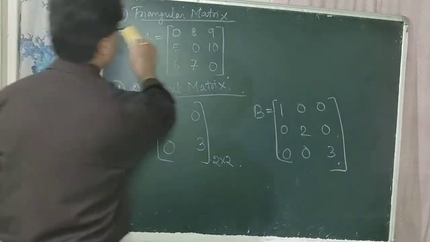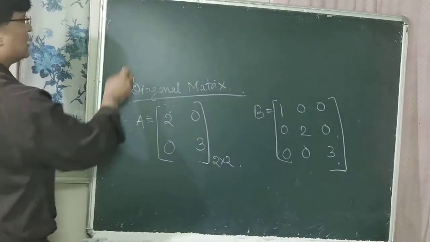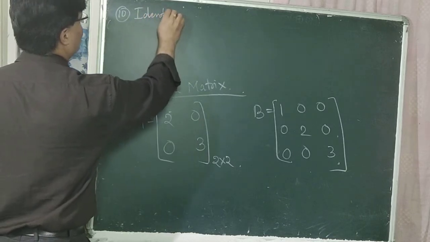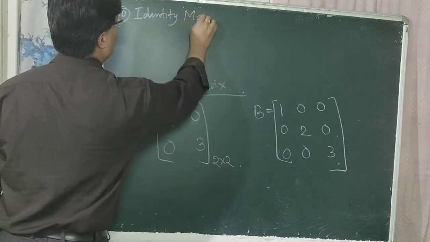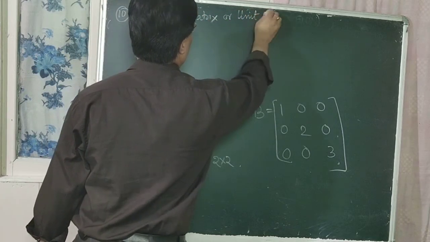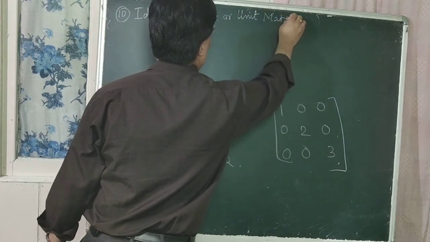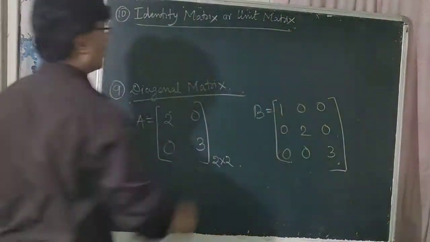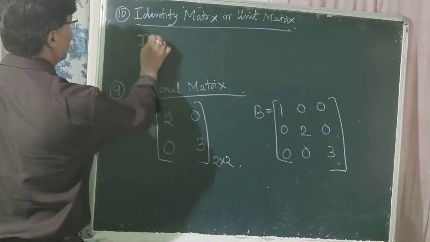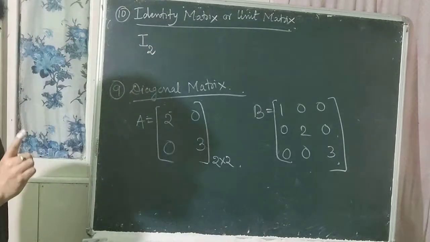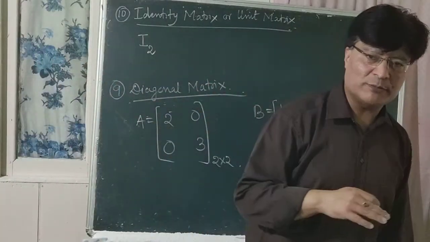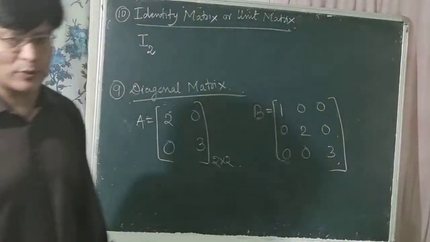As the next one is identity matrix. Number 10 is identity matrix, or it may be unit matrix. Identity matrix, or also it is known as unit matrix. Okay, it is denoted by what? I. I2 means identity matrix of order 2. So you can get identity matrix or unit matrix in case of square matrix only.